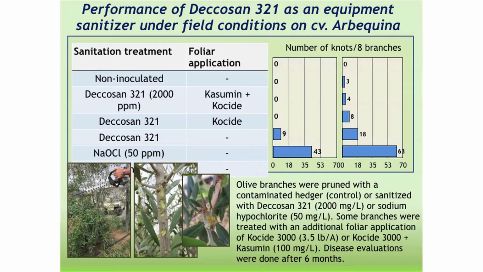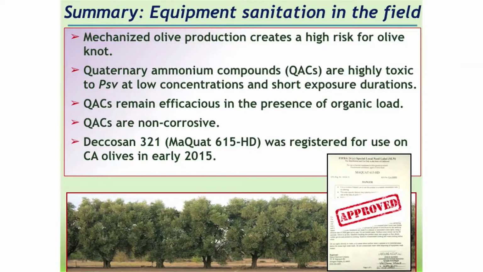So basically what we're showing here is real-world testing of the quaternary ammoniums as a disinfectant for equipment, and it's non-corrosive, and it doesn't have odors like chlorine, so it's very worker safe. We've got a nice new material registered. It was approved through a 24(c) labeling process, a special local need registration, in the state of California. It works in the presence of organic load. It's non-corrosive, and it's called Decosan 321. The parent product is Mayquat, but it is registered for use in California.